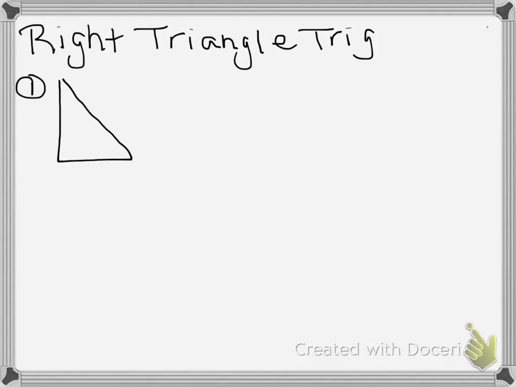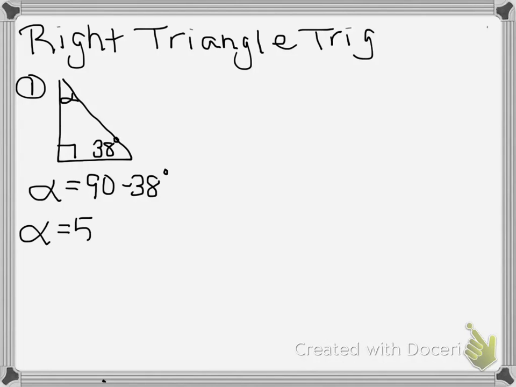Going through some of the basic triangle properties here. So we have a right triangle, and right there is a 38-degree angle, and up there is angle alpha. What is angle alpha? Well, you should remember from geometry that all of the angles of a triangle add up to 180. And since we have a 90-degree angle here, I can say that alpha equals 90 minus our 38-degree angle. So therefore, alpha has to be 52 degrees. So far, so good. Easy enough.